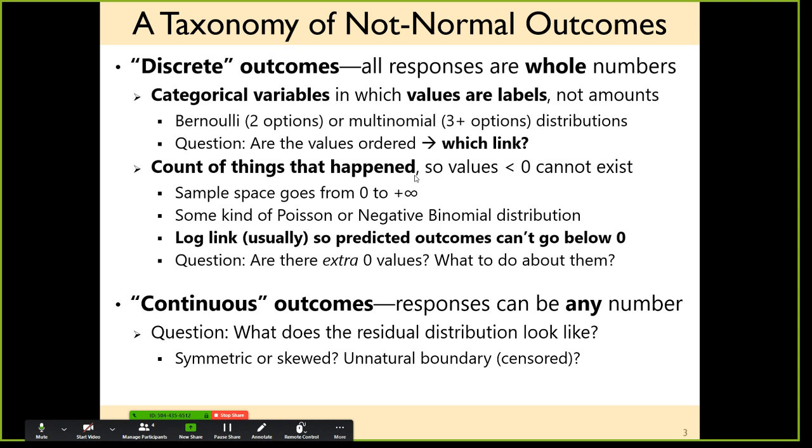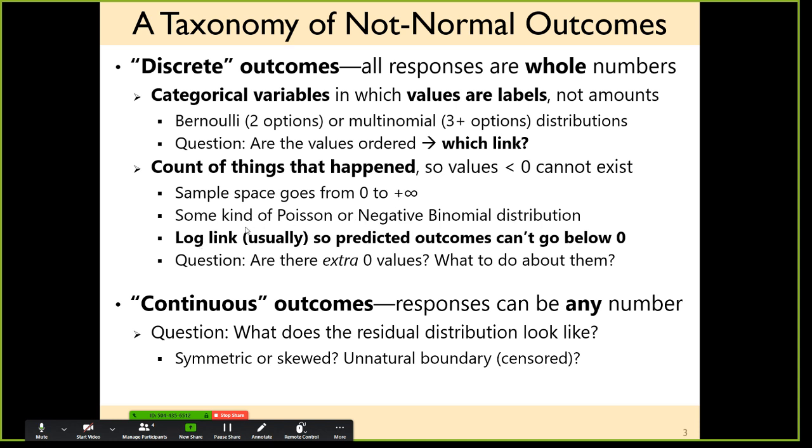Counts are considered discrete. So if you have a count of things, it's whole numbers. You can have a zero count, you can't have a negative count, but you can't have a 1.5 count. And so the distributions that are eligible for counts go with that idea. It's usually some sort of Poisson or negative binomial flavored distribution. We'll see lots of variants of those.